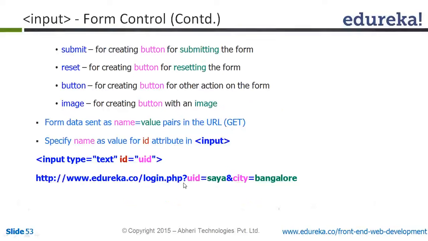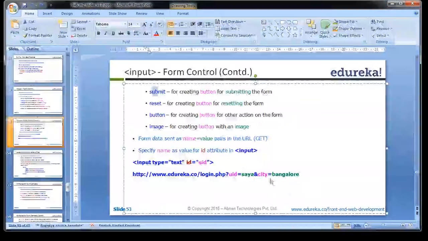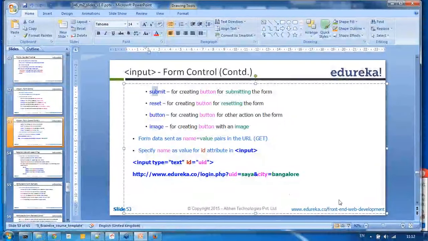Note the question mark. If you recall your URL structure, in the same URL structure this URL string is composed and sent as an HTTP request to the backend server. The backend web server will fetch this. Now it knows what the user ID is. It knows that the user is Saya, and that the user is from city Bangalore. And now it will do the required processing, and then sends the next web page. That's how the data is exchanged between the browser and the backend web server.